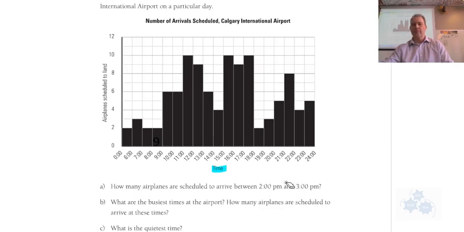Okay. All right. What are the busiest times at the airport? The busiest times. Well, it looks like right around between 11 o'clock and 12 o'clock noon. And between, what's this, 3 and 4 o'clock, and between 5 and 6 o'clock. Right? Those would be the bars in the histogram that are the tallest.